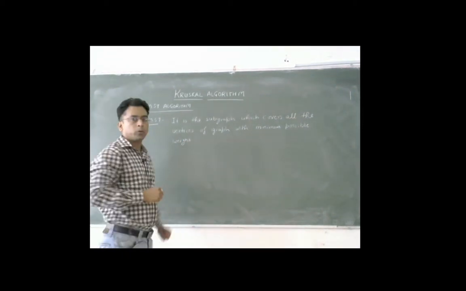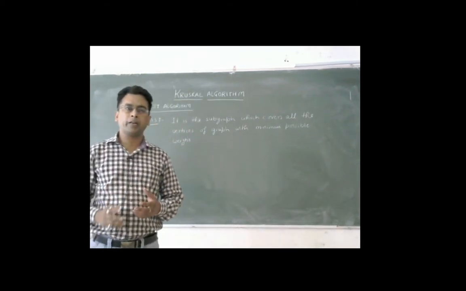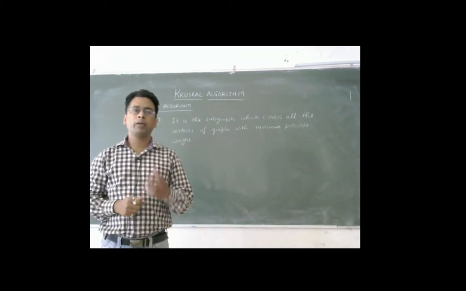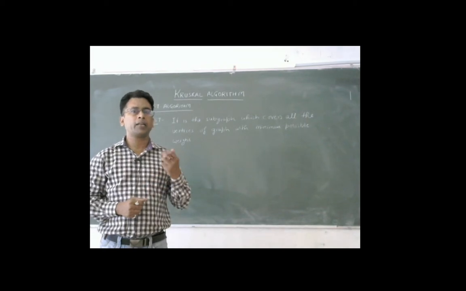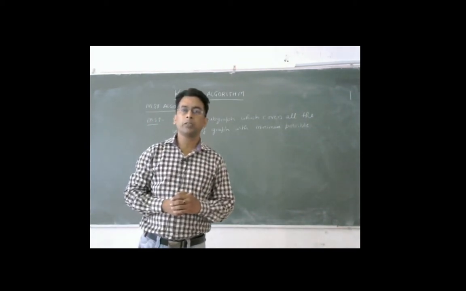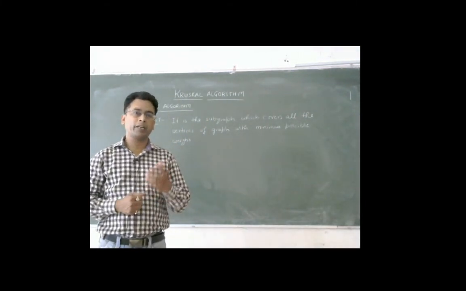So the MST of the graph is the minimum weight subgraph that covers all the vertices in a graph. There may be a number of spanning trees, but the minimum spanning tree has the minimum weight. So the Kruskal algorithm is the technique which gives you the minimum spanning tree for a graph.